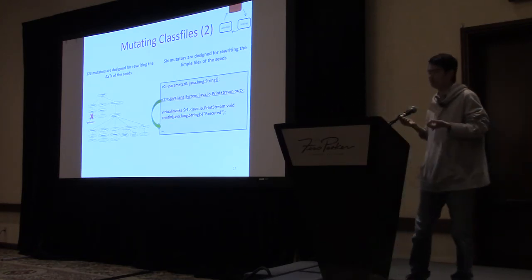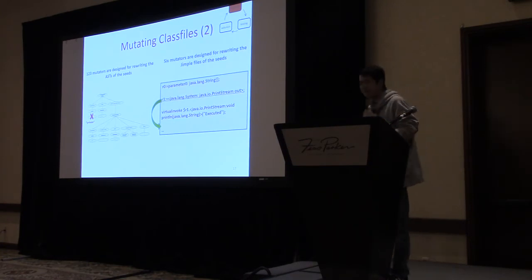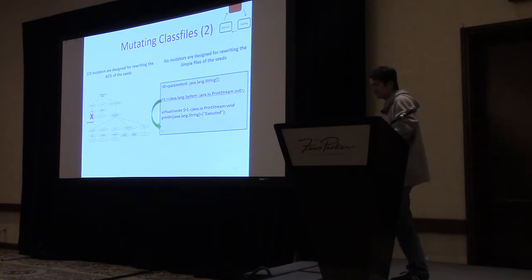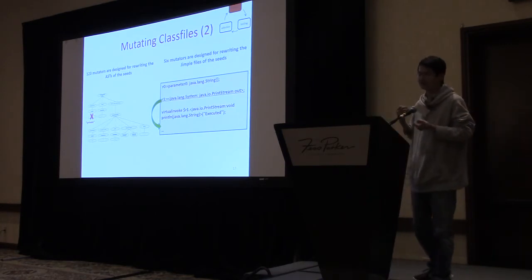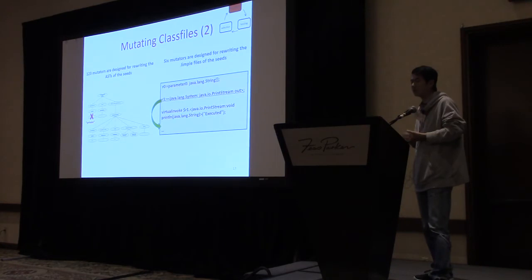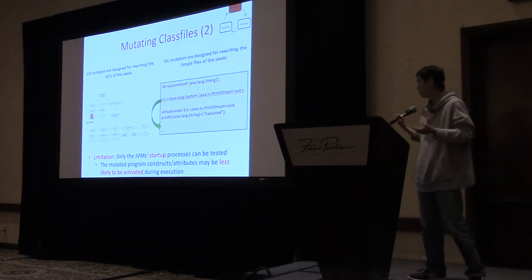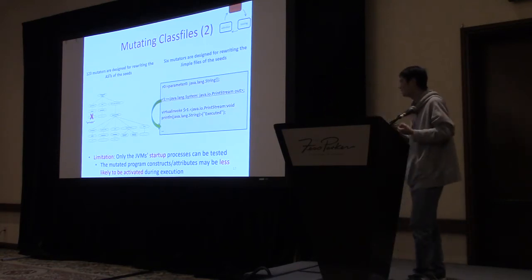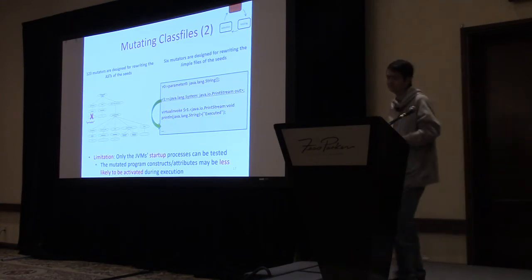To facilitate the further JVM testing, we supplement each mutant with a simple main method. The main method simply prints a message that the class can be normally invoked or normally loaded on the JVM. Thus, during testing, a test classifier can either be normally invoked or trigger some error or exceptions if the JVM fails in loading and invoking this mutant. It also leads to one limitation in our approach. Only the JVM's startup processes can be tested because the mutated program constructs or attributes may be less likely to be activated during execution.